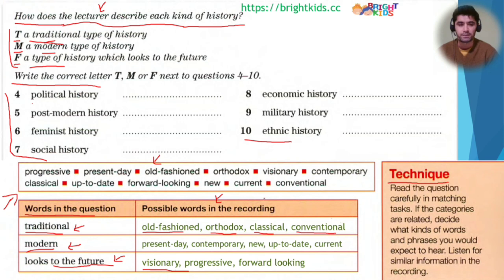Now we're going to go back to our first task and we're going to listen to the lecturer and find out the correct answers. Remember, we have to put T, M, or F to these spaces. T means traditional type of history, M means a modern type of history, and F means a type of history which looks to the future. Now let's listen to the lecturer and find out the correct answers.